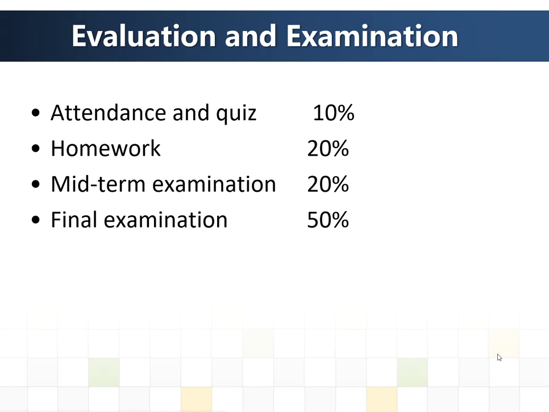Regarding evaluation, attendance and quiz will count for 10%. Homework accounts for 20%. Midterm examination accounts for 20%. And the final examination is 50%. So hopefully by now you will have a good understanding of the course outline, and I wish you good luck in this semester.